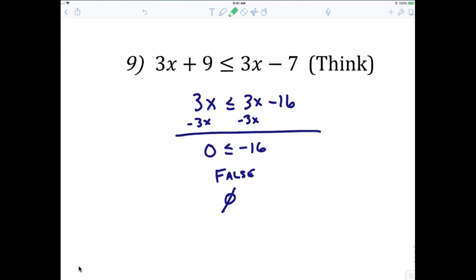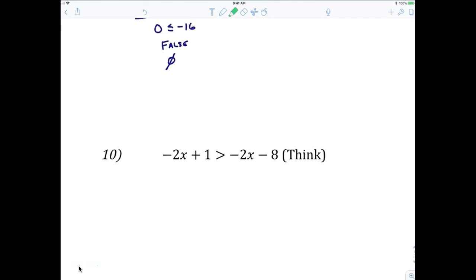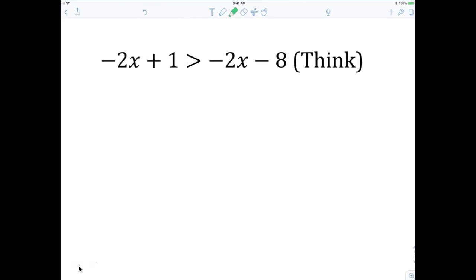All right? Now what I want to do is I want to think about number 10. Bella, right? What did you think about number 10?